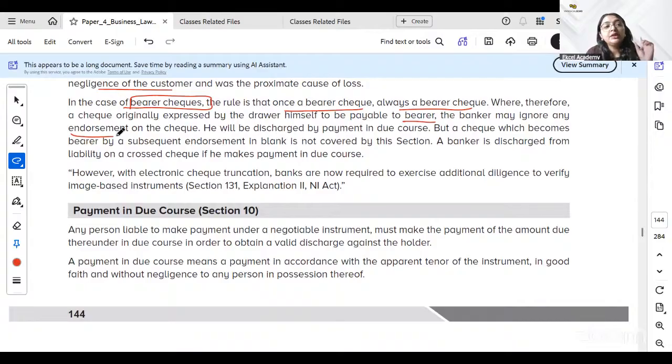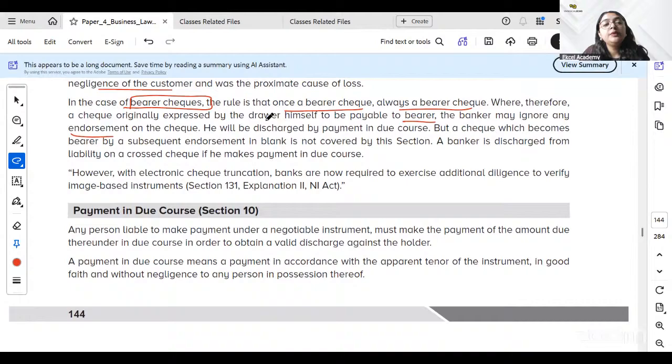Let's say, for example, A issues a check in favor of B. B is very specifically mentioned, and if B wants it to be paid to C, then an endorsement is required. But let's say A issues a blank check. The name of the person is not mentioned. Do you think endorsement is required in that case? No, because the name of the receiver is anyway not mentioned. So in that case, the bank can ignore any further endorsements.